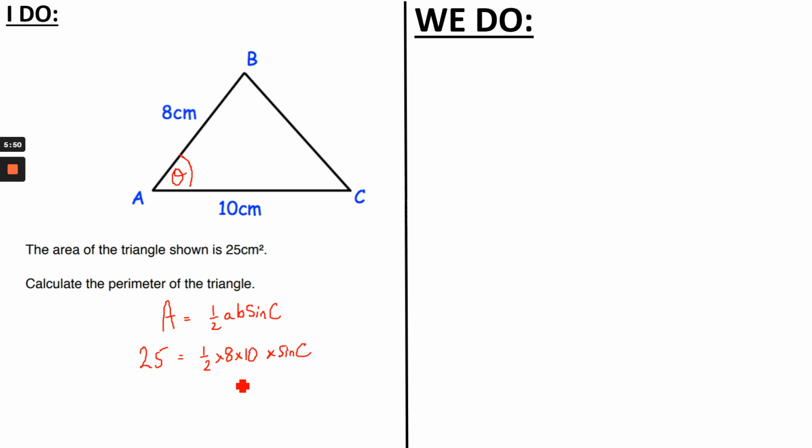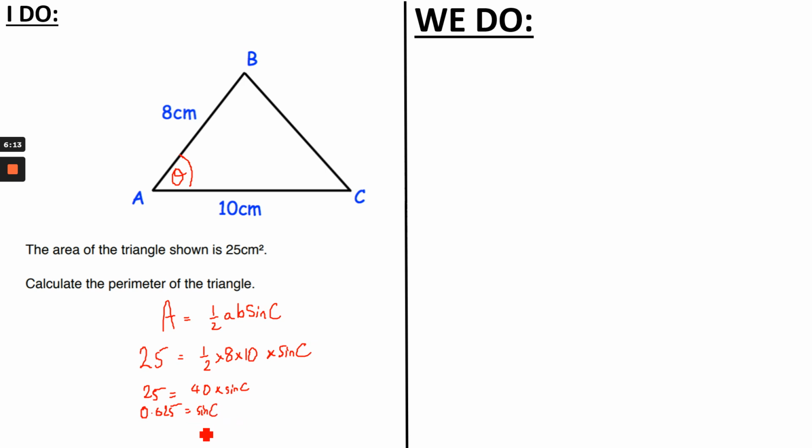Now to make this a bit easier, I'm just going to tidy this up. So I'm going to say that 25, half of 8 is 4, times 10 is 40. So 25 equals 40 times sine C. So if I divide both sides by 40, 25 divided by 40 gives me 0.625. And that's equal to sine C.